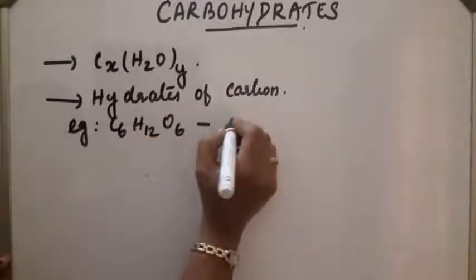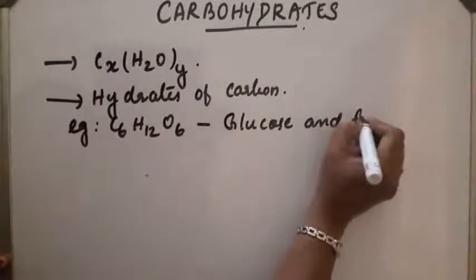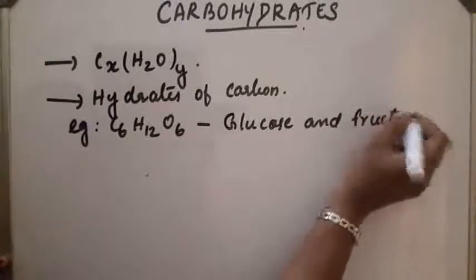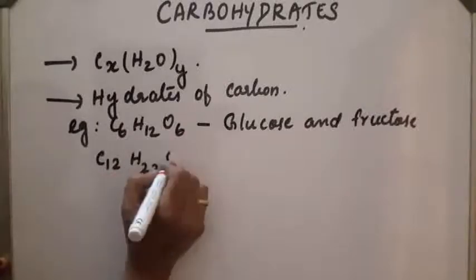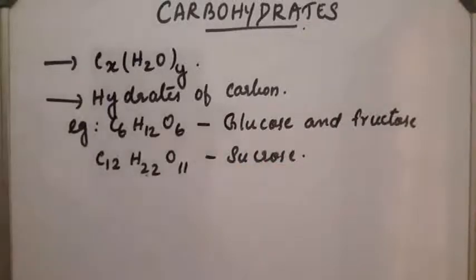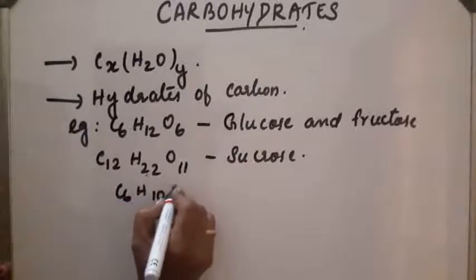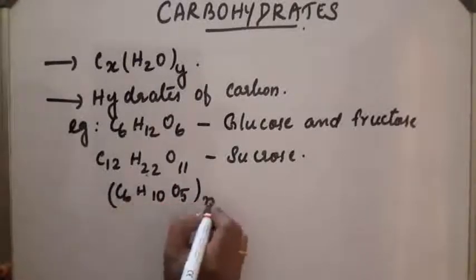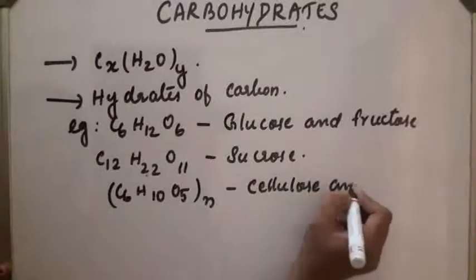Examples: C6H12O6 is the formula for glucose and fructose. Another example, C12H22O11, is sucrose. These are some examples of carbohydrates. Another example, (C6H10O5)n, is the formula for cellulose and starch.